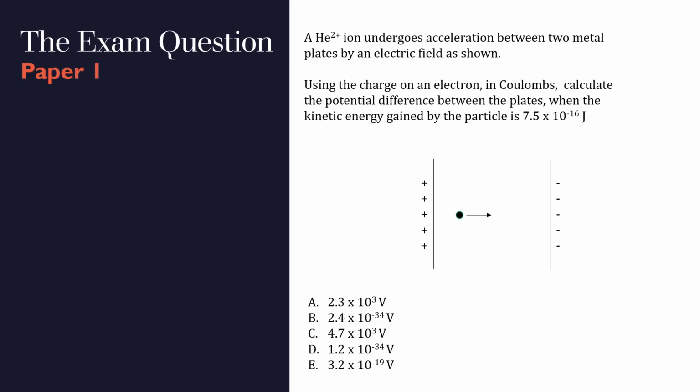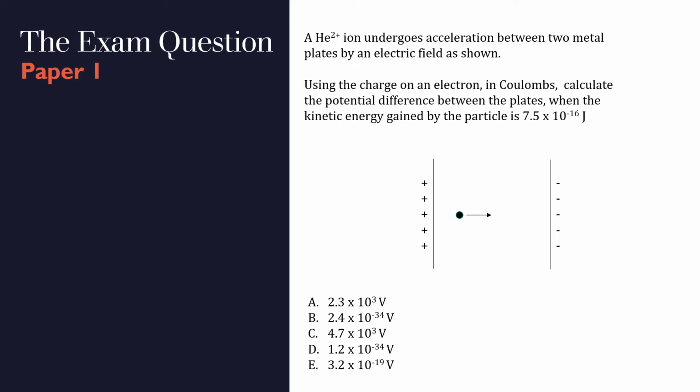So here we have the question: a helium ion, which is a 2+ ion, undergoes acceleration between two metal plates by an electric field as shown. Using the charge on an electron in coulombs, calculate the potential difference between the plates when the kinetic energy gained by the particle is 7.5 times 10 to the minus 16 joules. And then we have a choice of potentials to choose from between A and E.